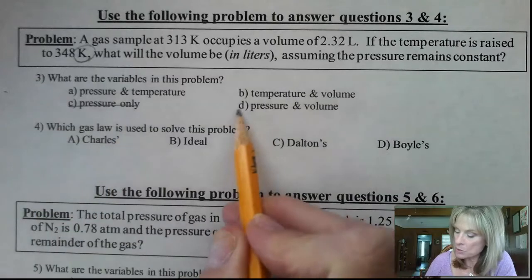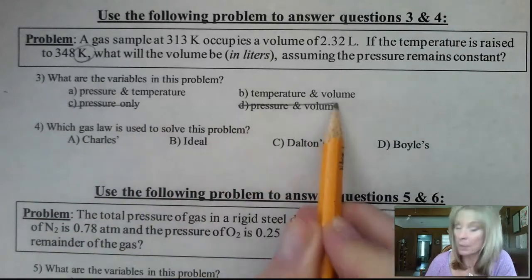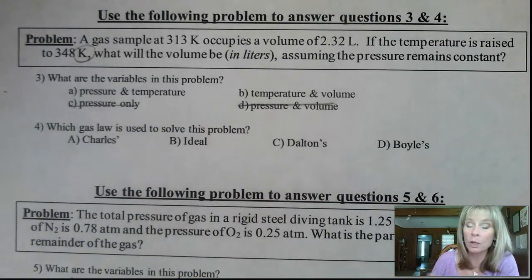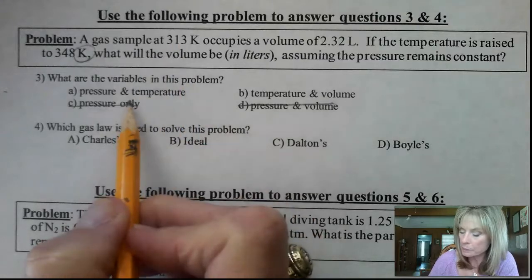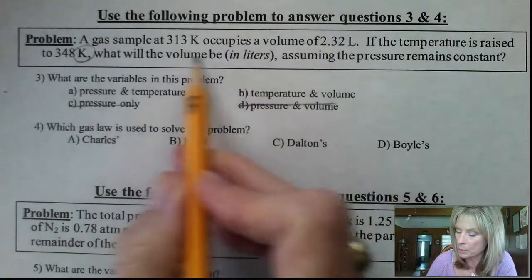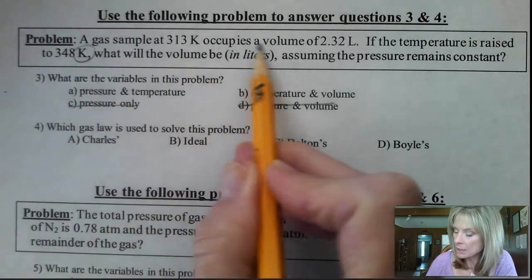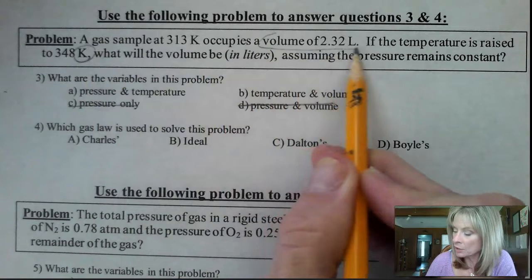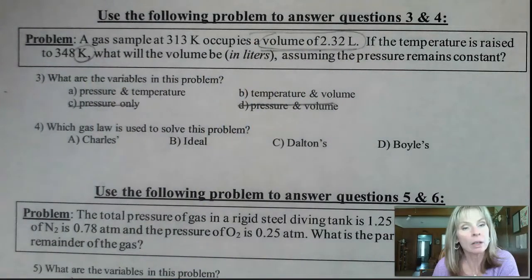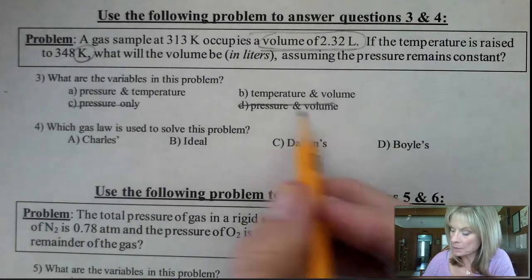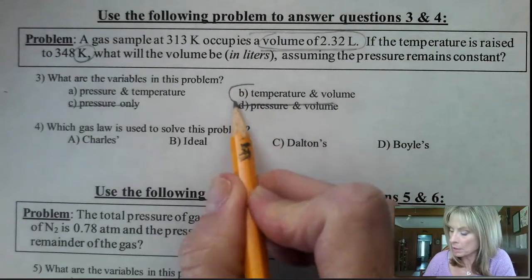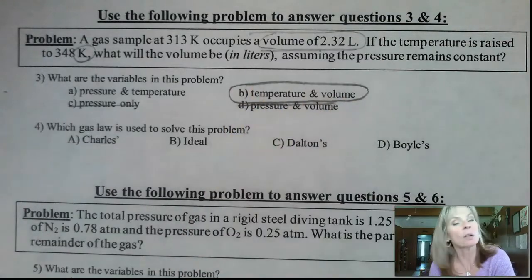We can take off pressure only, and we can take off pressure and volume because those don't work because we have temperature in the problem. So we need to figure out what's the other variable that we have here. Well, it tells me that it occupies a volume of 2.32 liters. So my other variable is volume. So temperature and volume is the correct answer.